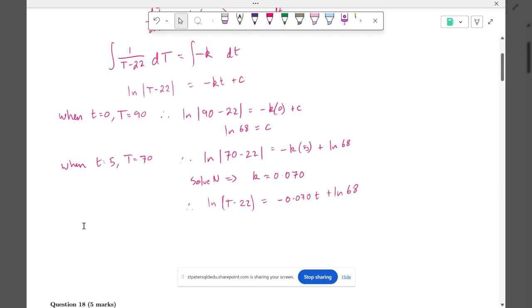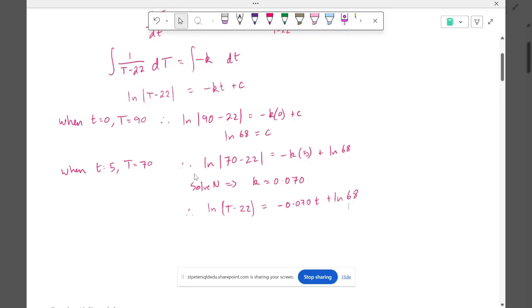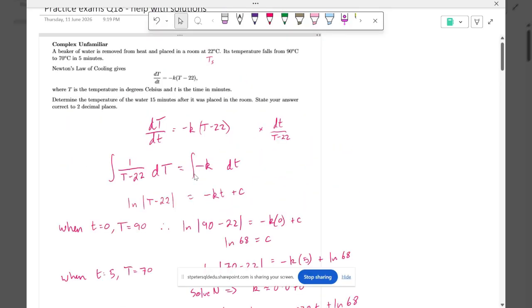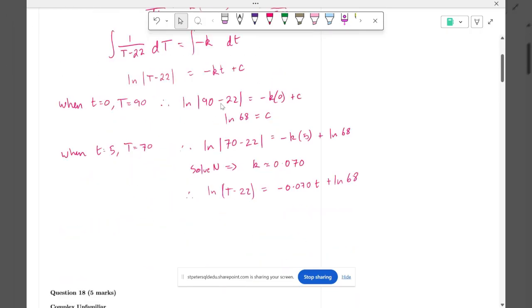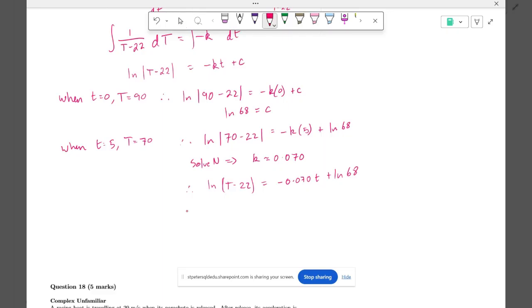We've now got our equation. They've asked me to find where T is the temperature, determine the temperature of the water 15 minutes after it was placed in the room. So now I'm just going to let little t equal 15. And I'm going to use solven to find capital T. I'm just going to write using GDC.